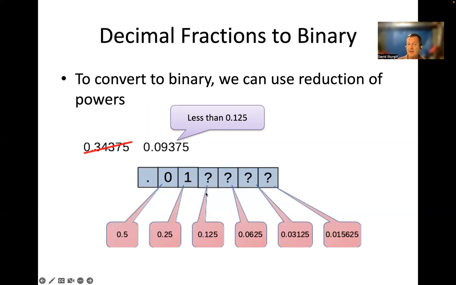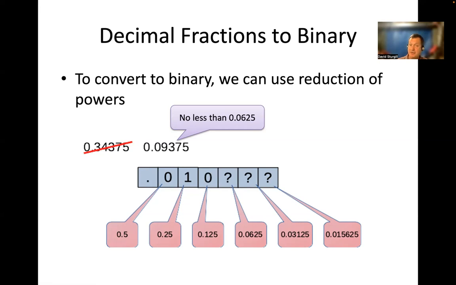0.09375. The next bit, if it was 1, would be worth 0.125. Well, this is smaller than that, so that next bit better be a 0. Otherwise, these bits would add up to more than what's left in this value. That next bit better be a 0.